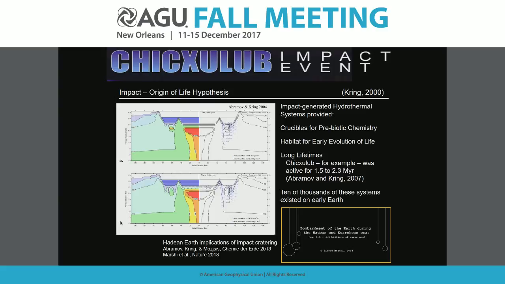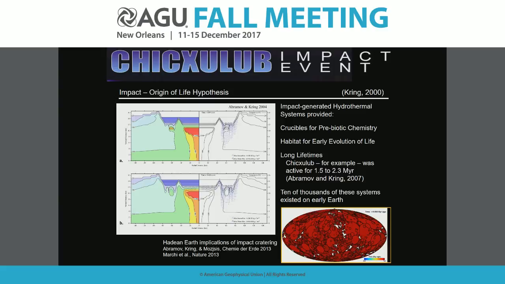Okay, so we've postulated before the impact origin of life hypothesis, which suggests that these types of impact-generated hydrothermal systems were crucibles for prebiotic chemistry, a habitat for the early evolution of life. Key to that model is that these systems are long-lived, and that there were tens of thousands of these systems on the early Earth.